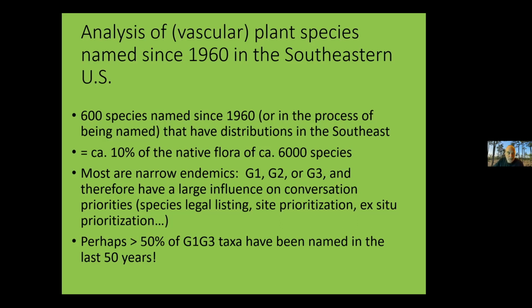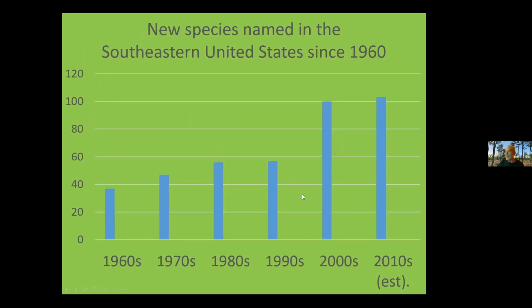Perhaps more than 50% of all the G1, G3 species in Eastern North America have been named in the last 50 years. And this makes considerable sense if you think about it. Things like white oak were encountered early and described early, and so forth. And it is as we work into more specialized habitats, look more closely at the flora, that we're discovering a lot of these narrowly endemic species. That process of naming new species is not asymptoting towards zero either. In fact, we see the number of new species named actually increasing by decade.